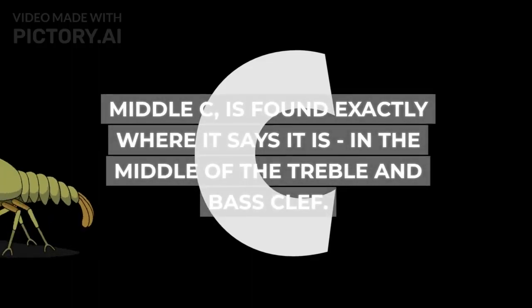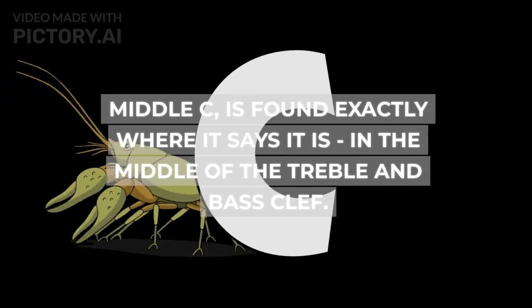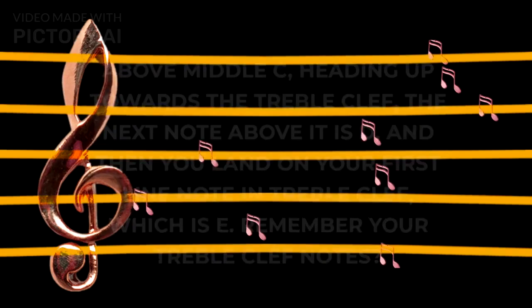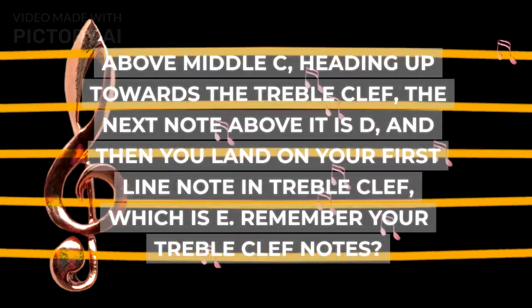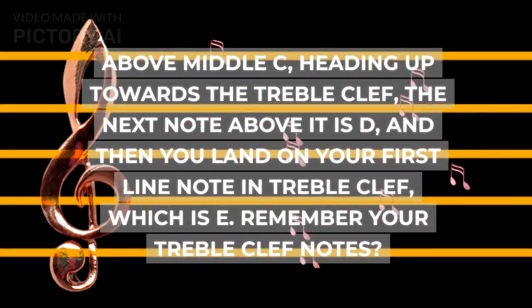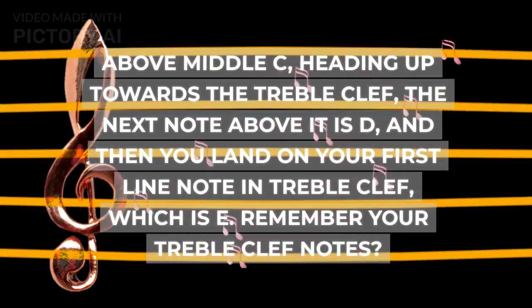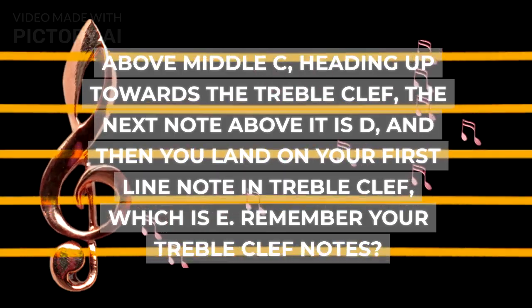Middle C is found exactly where it says it is, in the middle of the treble and bass clef. Above middle C, heading up towards the treble clef, the next note above it is D, and then you land on your first line note in treble clef, which is E. Remember your treble clef notes.